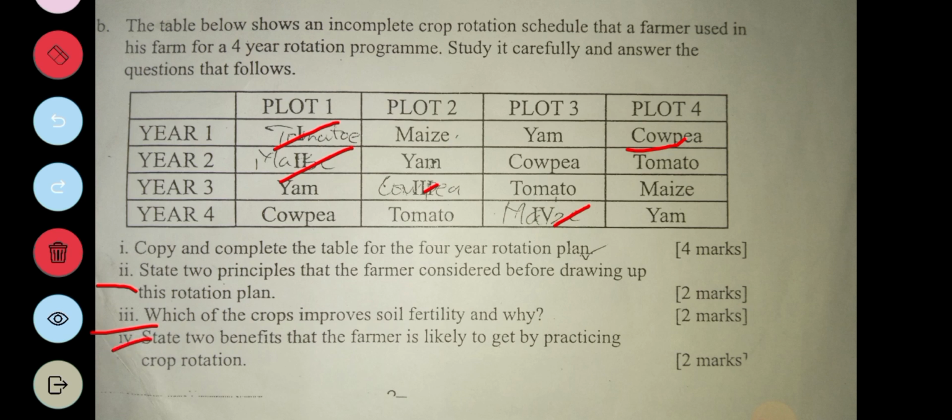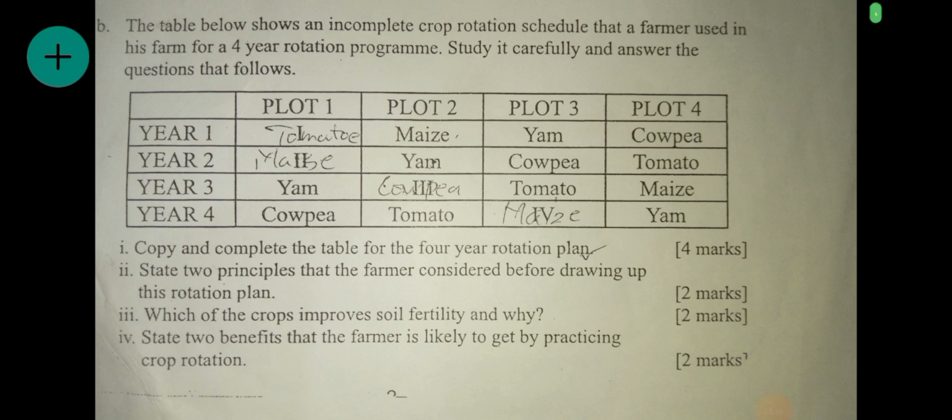State two benefits that the farmer is likely to get by practicing crop rotation. The farmer is able to maintain the soil fertility, and also pests and diseases are controlled, since there are different types of crops planted in the same farm. So these pests and diseases will not be able to thrive on the farmland.